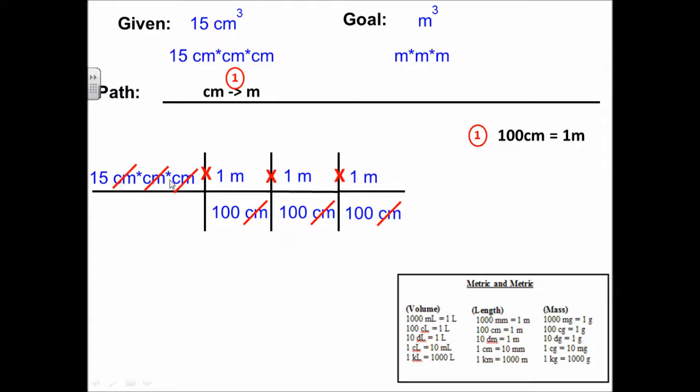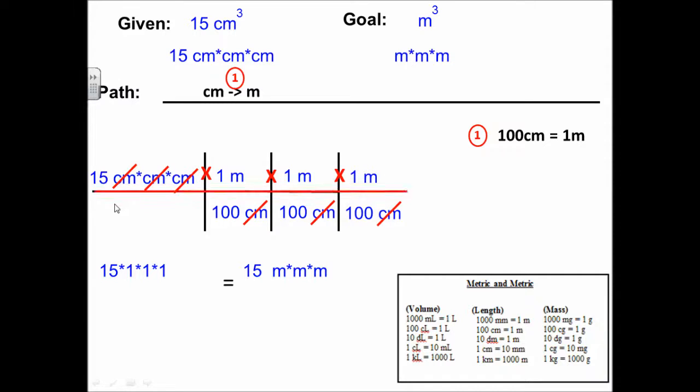These centimeters all cancel out, not the 15. The 15 is still there, but we now have our meter times our meter times our meter because your units multiply just like the numbers would. Therefore, our numbers on top are 15 times 1 times 1 times 1, which is just the same thing as 15. But then we also multiply the meter times the meter times the meter.